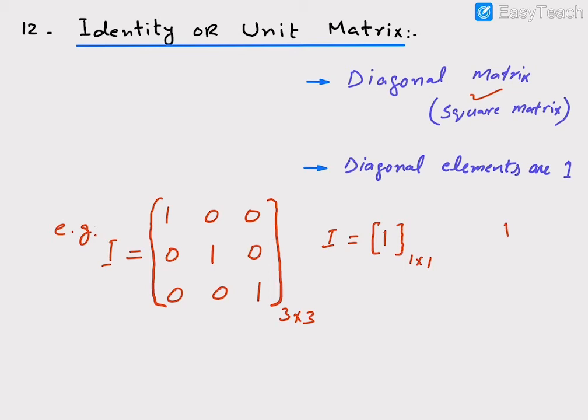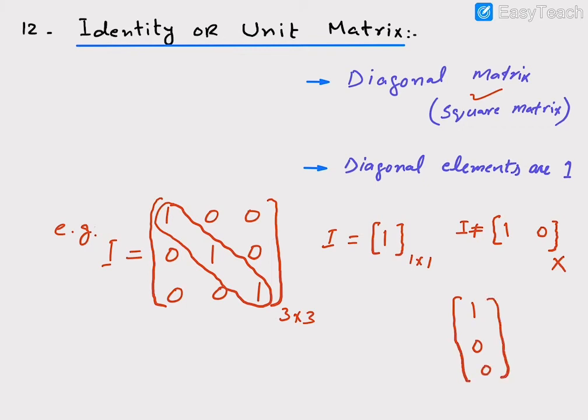But if you take this one, 1 0, this is not a diagonal or identity matrix. Why? Because it's not a square matrix, it's not a diagonal matrix. So main diagonal elements must be 1, like this. Similarly, 1 0 or 1 0 more you can put. This one is also not an identity matrix, because its order is 3 rows and 1 column. It must be a square matrix.